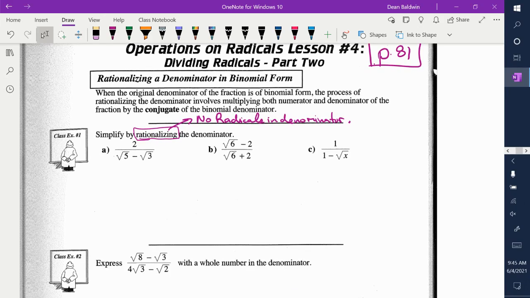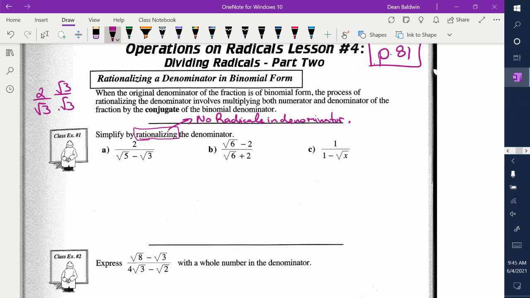Okay, we need to get rid of radicals in the denominator. What we did yesterday is we only had things that look like this. We only had one term in the denominator, so we would just multiply top and bottom by whatever that was. Why did we multiply top and bottom by the same thing?